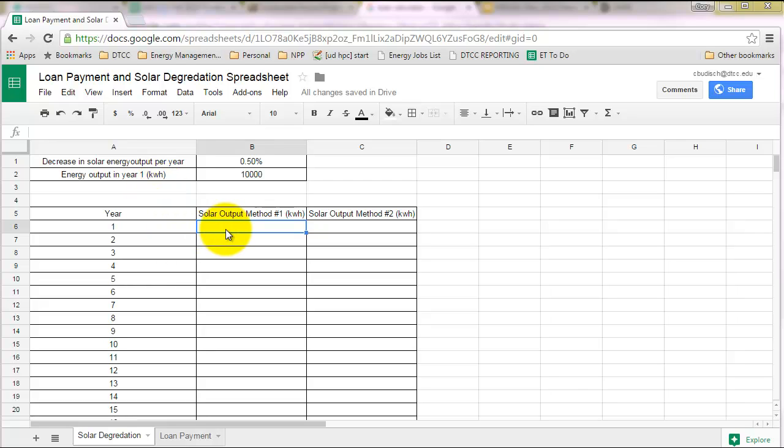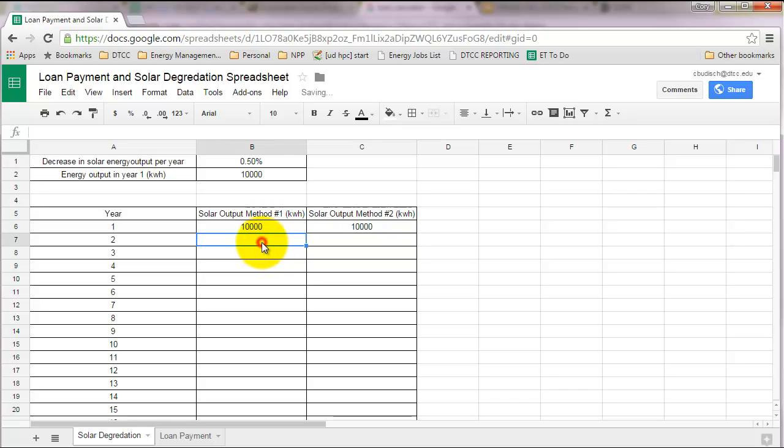So in year one, for our method number one and method number two, it's going to be 10,000, no matter what, because that's our assumption. And actually, a better way to do this. So now we have that.